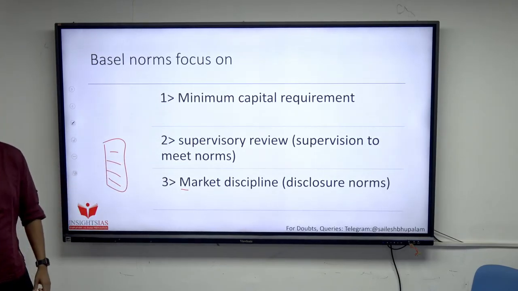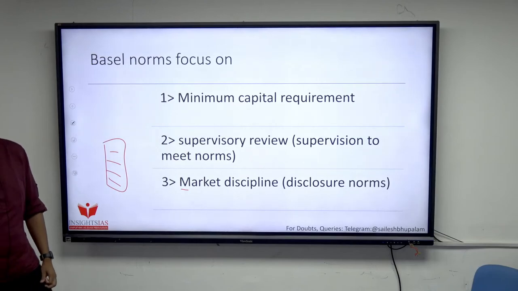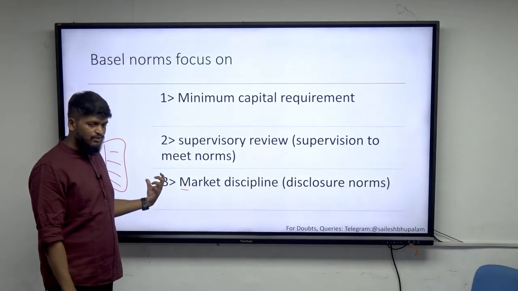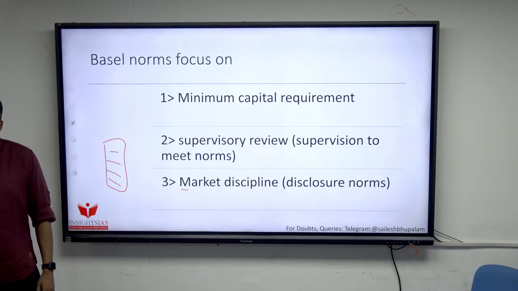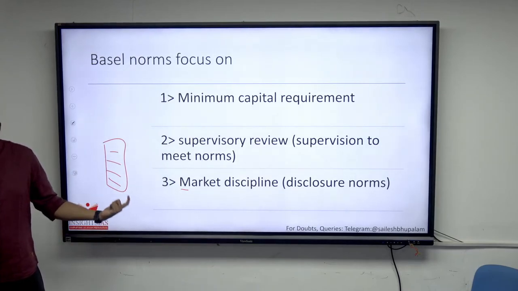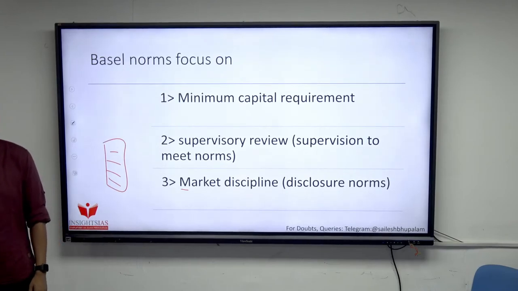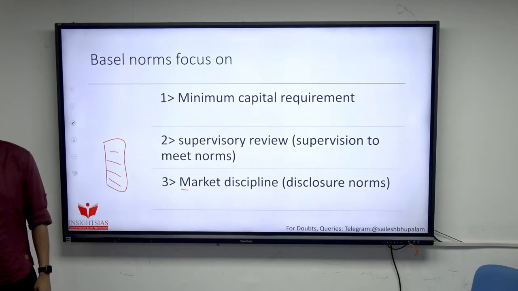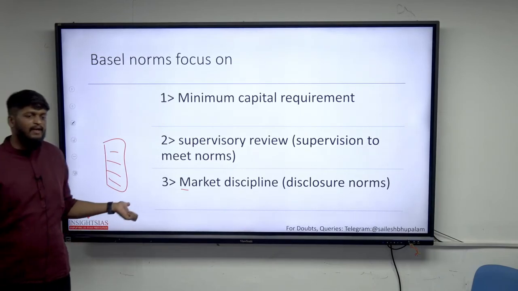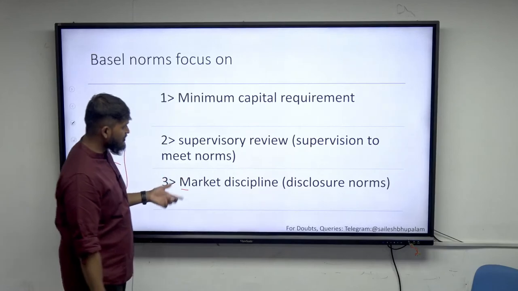So disclosure norms means, disclosure means what? Releasing information to the public is disclosure. When they disclose this, what is the advantage? People will know, imagine RBI will know, or people will know that if there is some problem in the bank, before the problem becomes big, we can take action and prevent the failure of the bank. That is the objective of these disclosure norms.